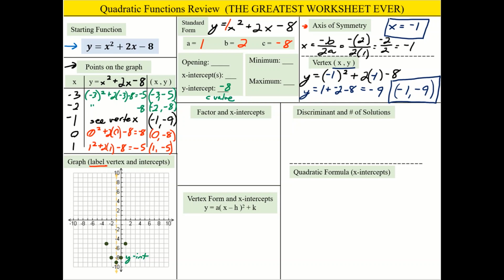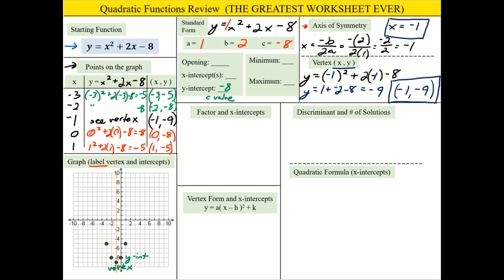Our vertex is here, the point at the bottom. I'm not going to connect the points yet. Maybe it's better to get the x-intercepts. That way I have a better graph. So I'm going to move on to the factoring part.